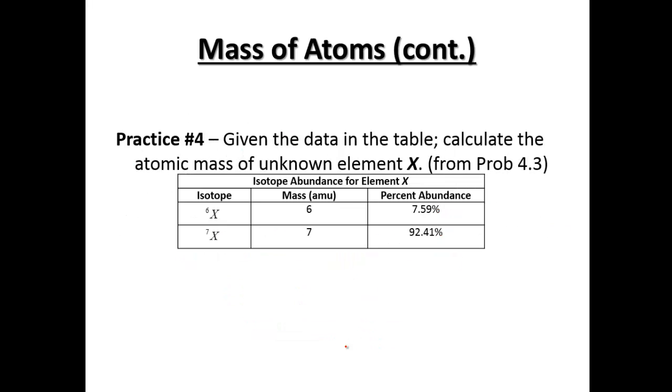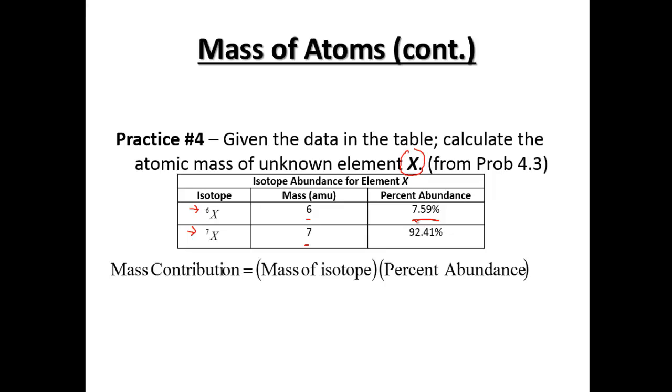So our second problem: given the data on the table, calculate the atomic mass for the unknown element X. So X is some element, and X has isotopes that are 6 and 7. So we have an atomic mass unit of 6, an atomic mass unit of 7, and their percent abundance is given. So our first step, mass contribution: mass of isotope times percent abundance. So remember to change this to the decimal.